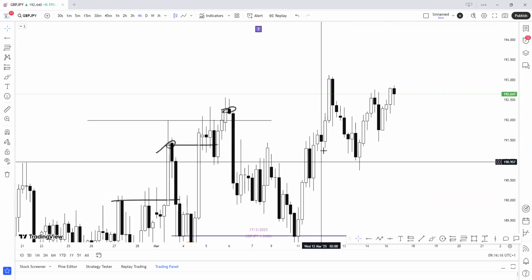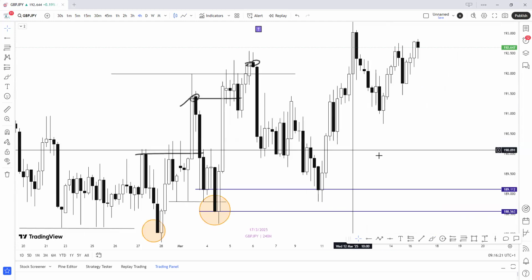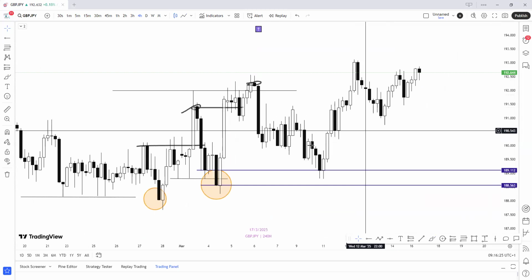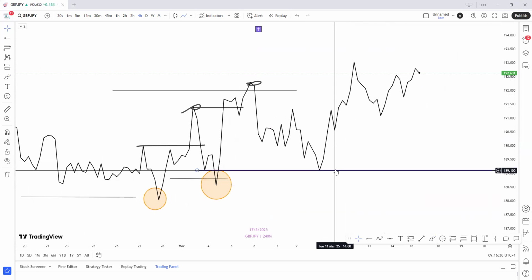So as I was saying, the next area where I would be looking, again using the line chart, is where is this area.